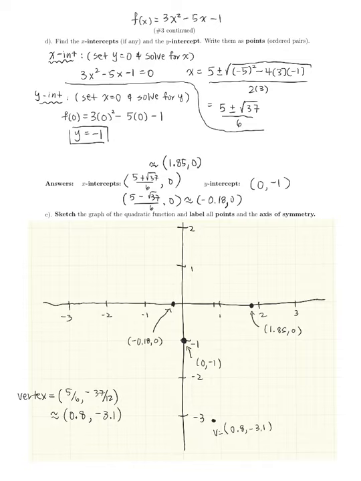Now the axis of symmetry is going to go through the vertex. Let me try to draw a straight line here. Oh my gosh, this is a lot harder than it looks when you try to write it on the tablet.